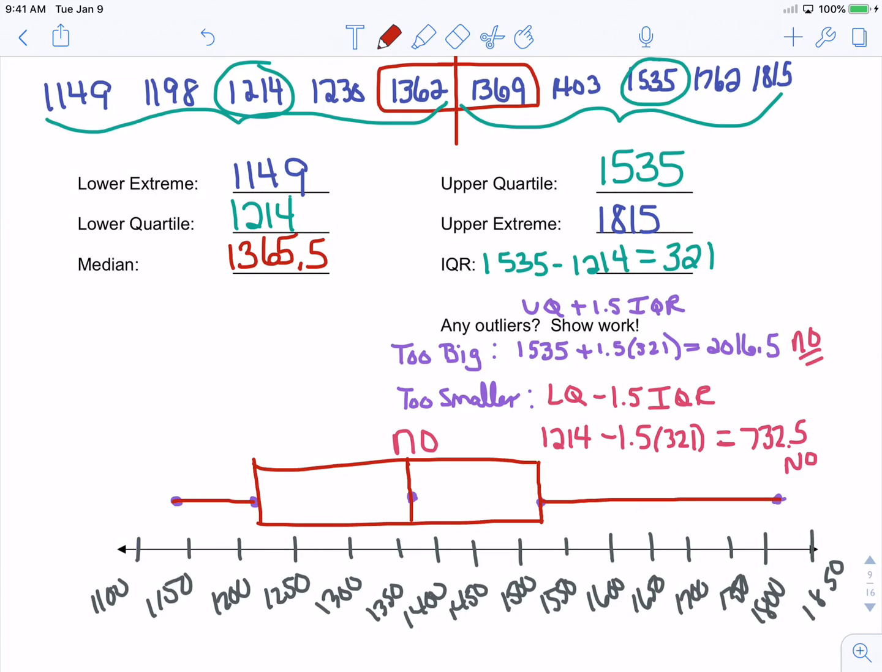So we found the big five, those 5 key numbers, 5-number summary. We found the interquartile range, that gives us the distance of the box, and then we determined if there was an outlier, and in this case there was not.